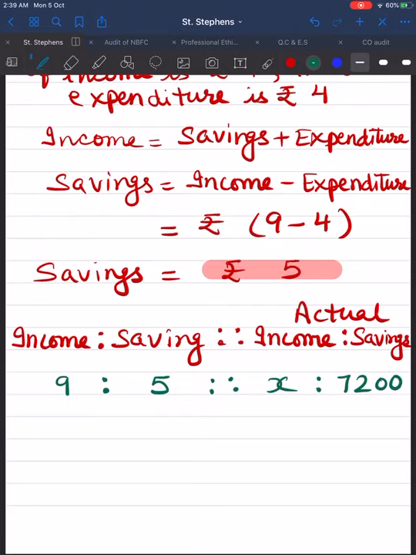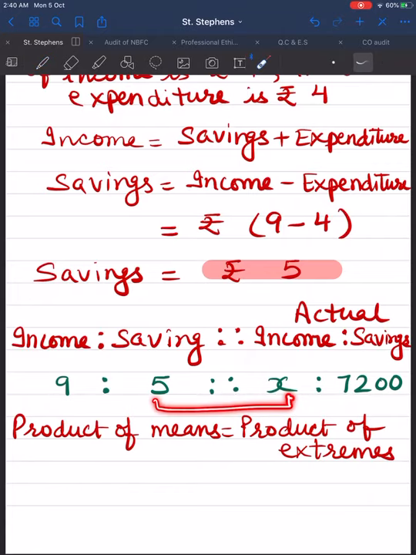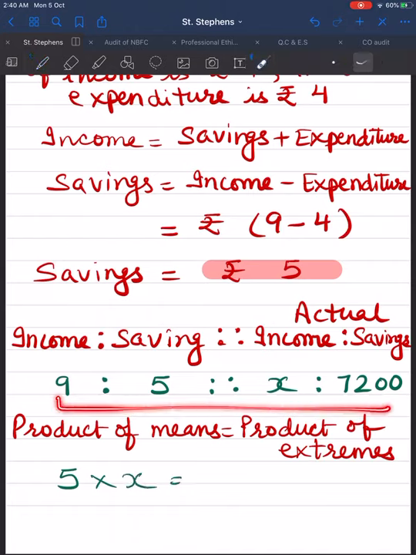Now quantities are in proportion, so product of means is equal to product of extremes. So for product of means, we will multiply second and third term, so it is 5 into X. And for the product of extremes, we will multiply first and fourth term, so it is 9 into 7200.